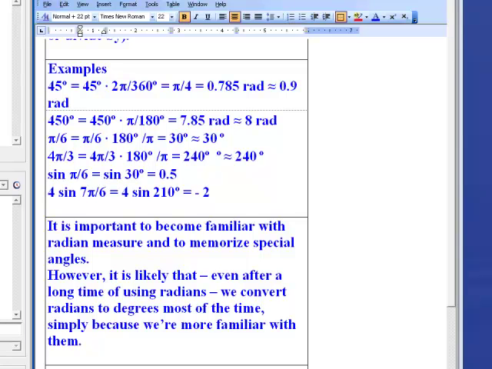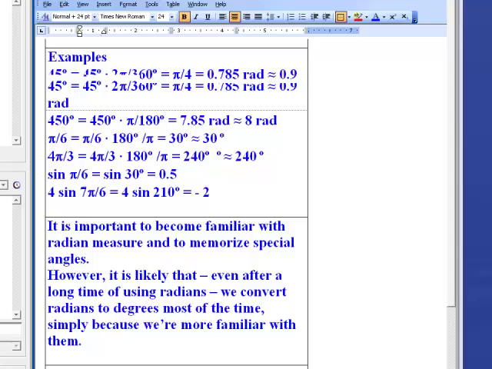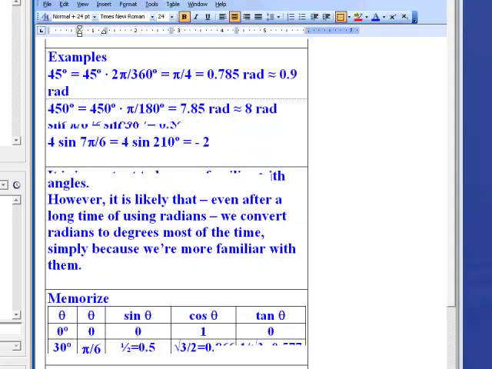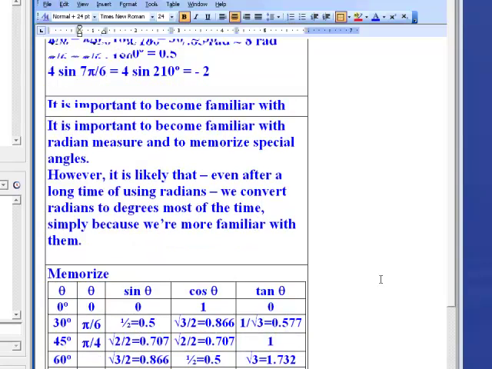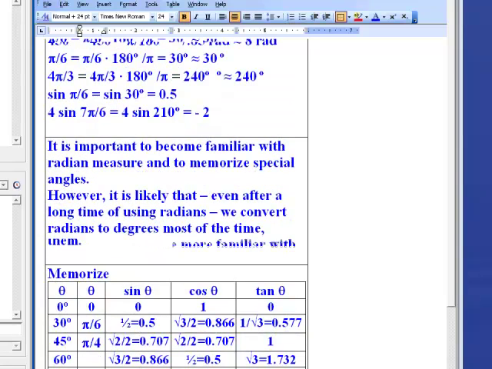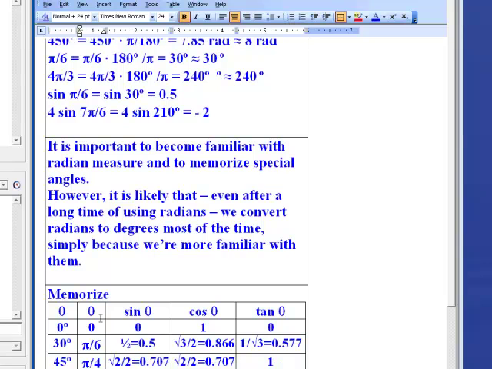So theta for 30 degrees comes out to pi over 6. 45 degrees, pi over 4. I think I will scroll down a little bit myself here. There we go. And pi over 3 and pi over 2 for 90 degrees. So memorize those as well. And that was the lecture on radians and degrees.